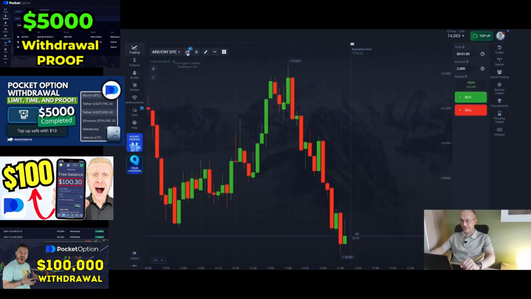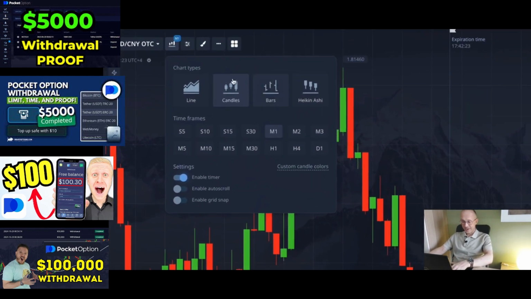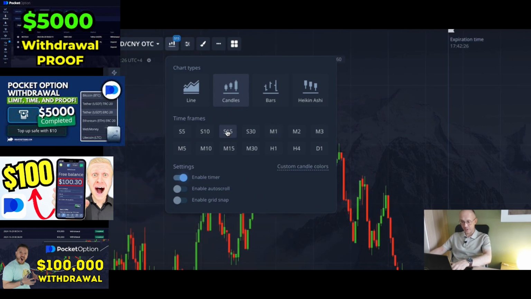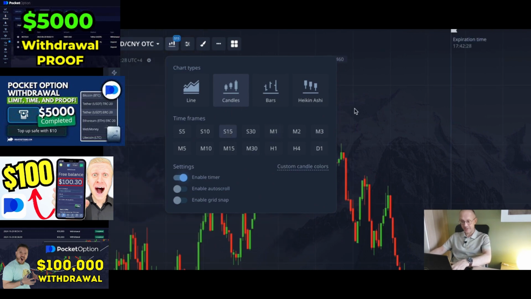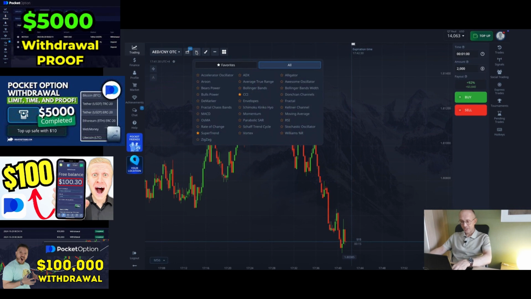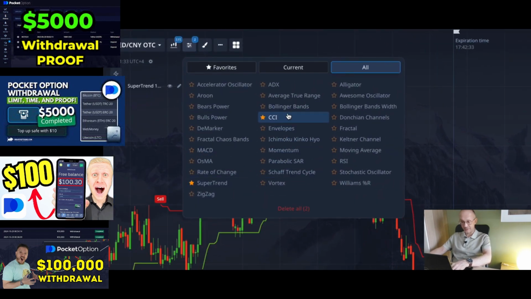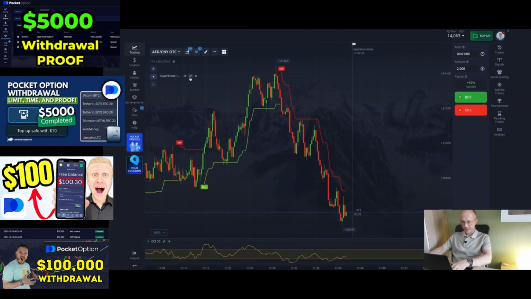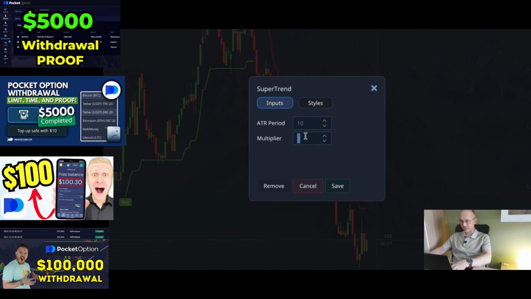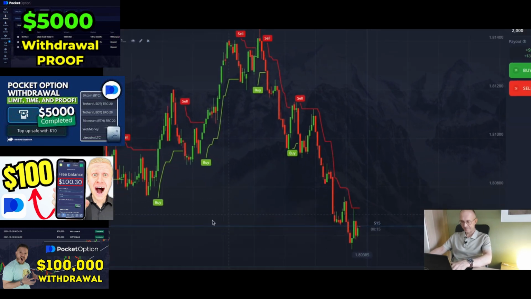First, let's prepare the tools for work. I'm setting the candles to classic with a 15-second time frame. Let's go to the Indicators tab and select the Super Trend and the CCI. Let's configure the Super Trend first, set multiplier to 2.5 and save.